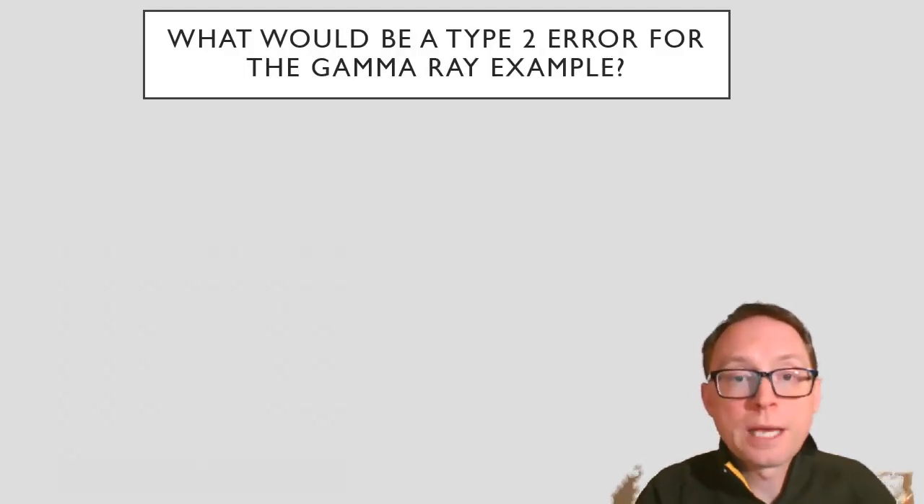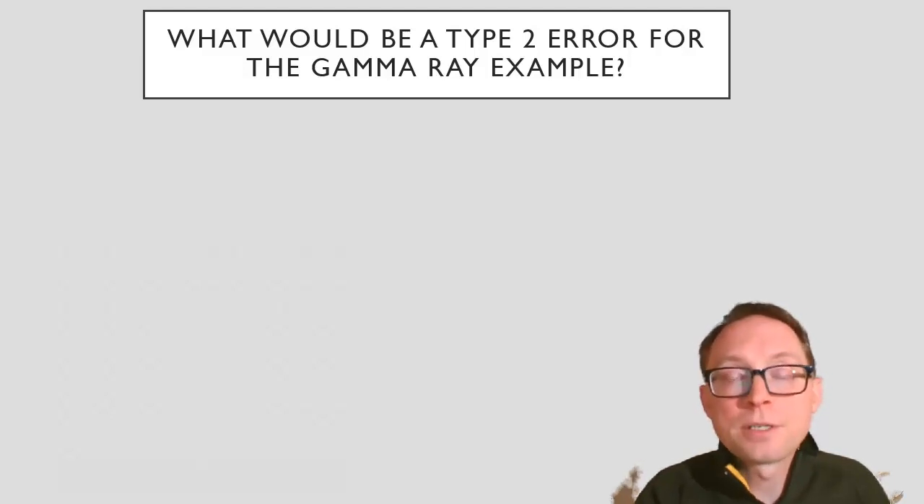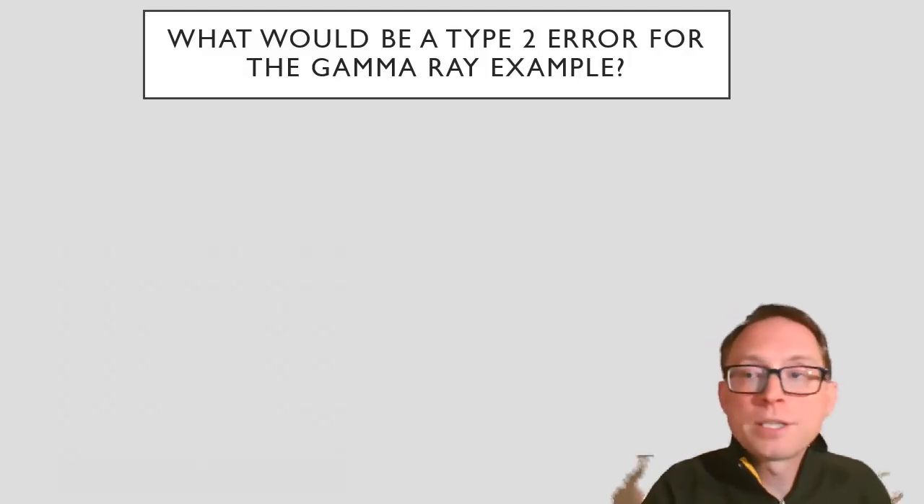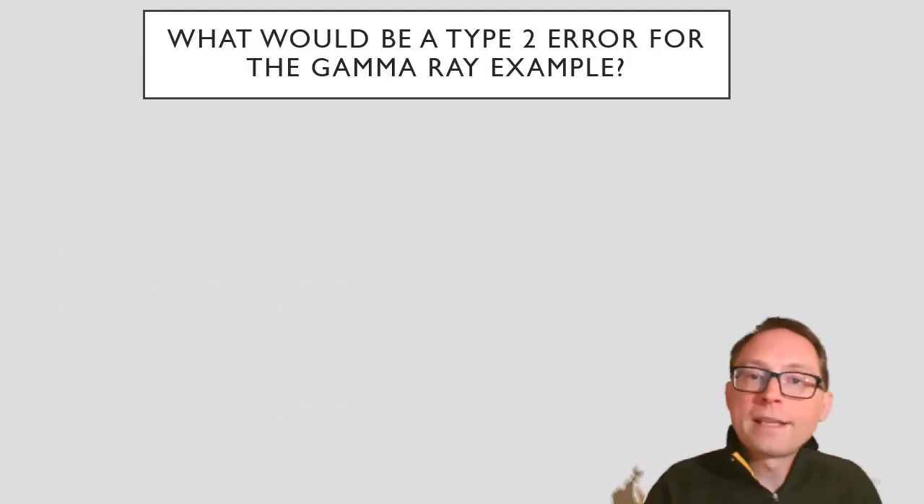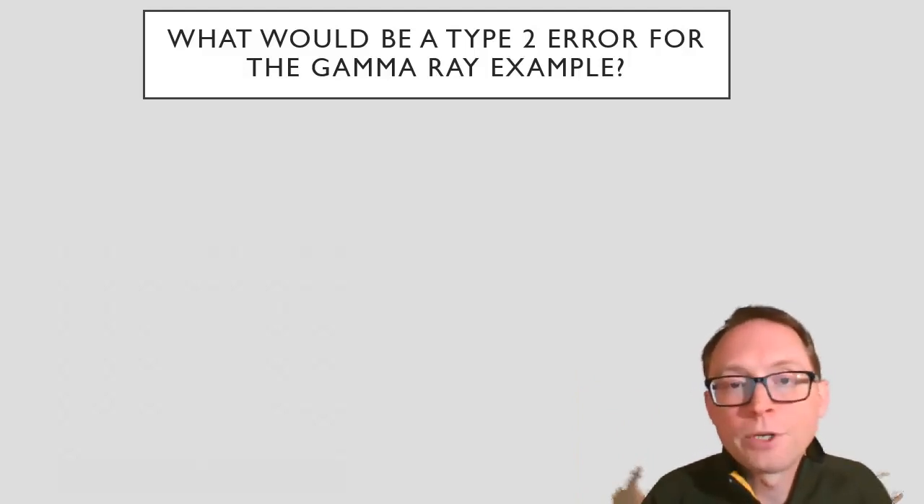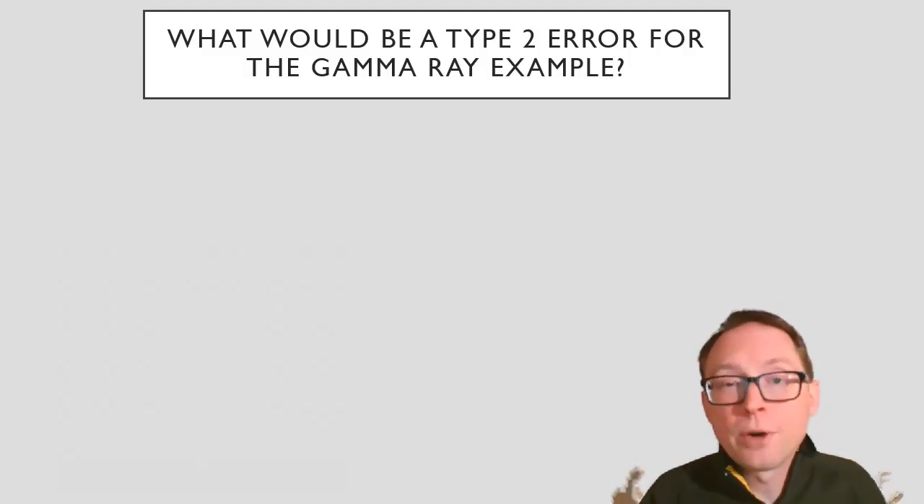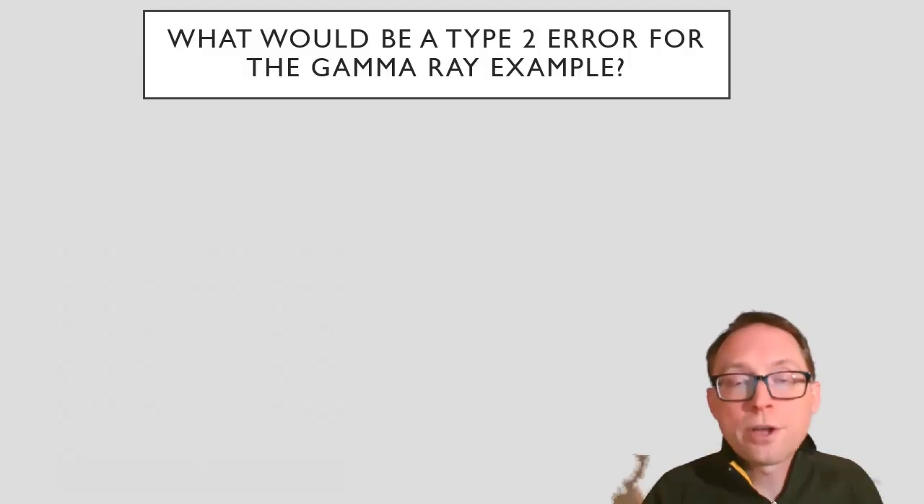What would a type 2 error be for the gamma ray example? A type 2 error would be if we failed to reject the null hypothesis when the null hypothesis was false. So if we go out there and say, based off of this, we got a mean of 4, we can't say that gamma rays change the Teenage Mutant Ninja Turtles' hunger, right? We don't have enough evidence. If we go out and say that, but in real life, gamma rays do change their hunger, that would be a type 2 error.